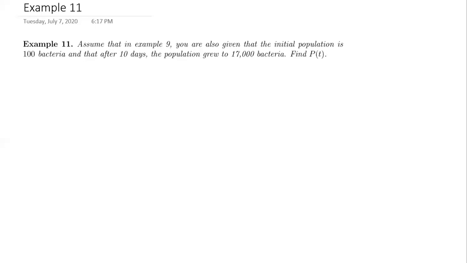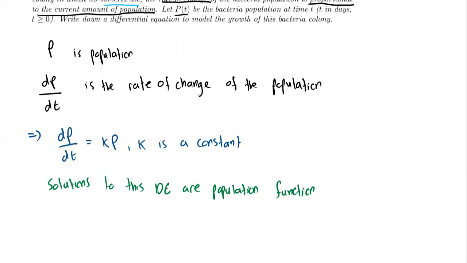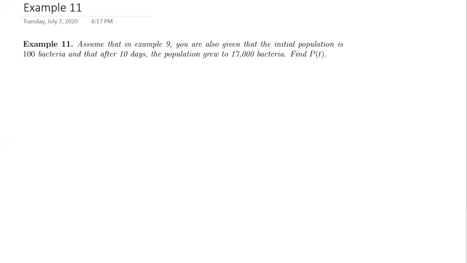So example 11, assume that in example 9, if you remember, is where we came up with this differential equation, modeling the growth of the bacteria population. So we already know the differential equation for this: dP/dt equals kP. Then we also know the general solution, which we found in example 10. The general solution is P of t equals C e to the kt.